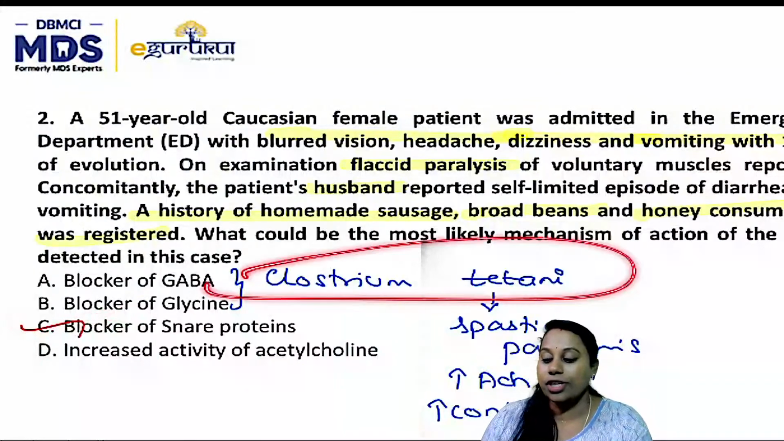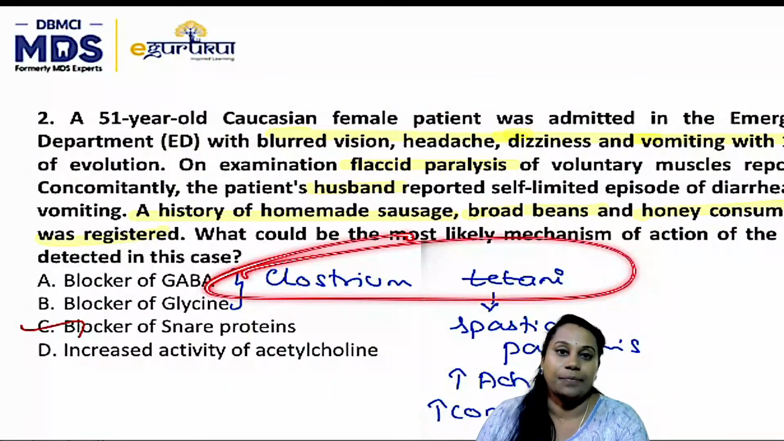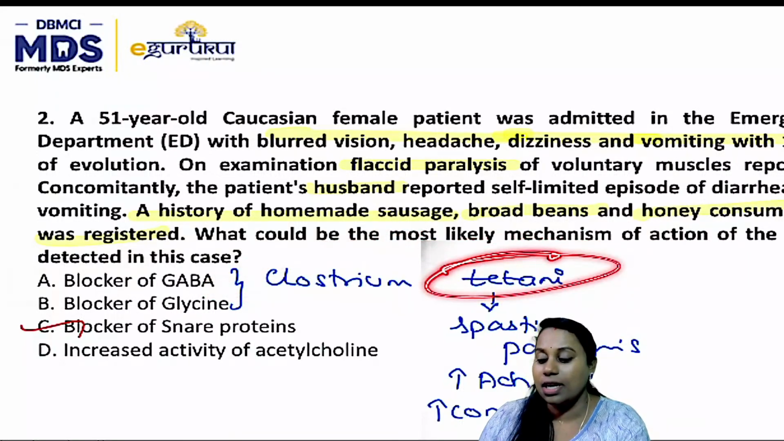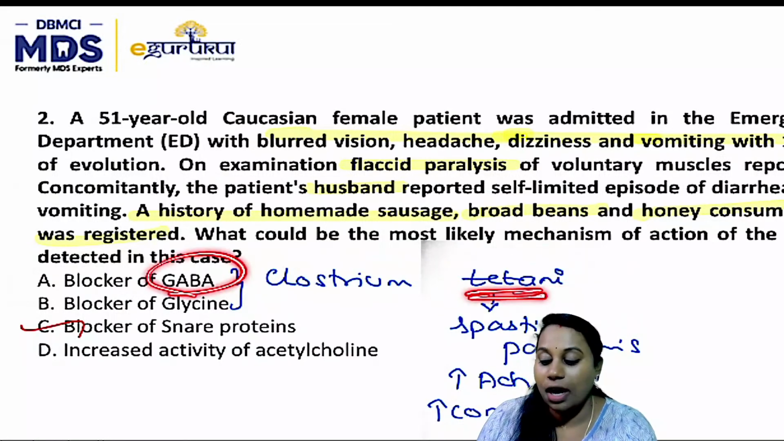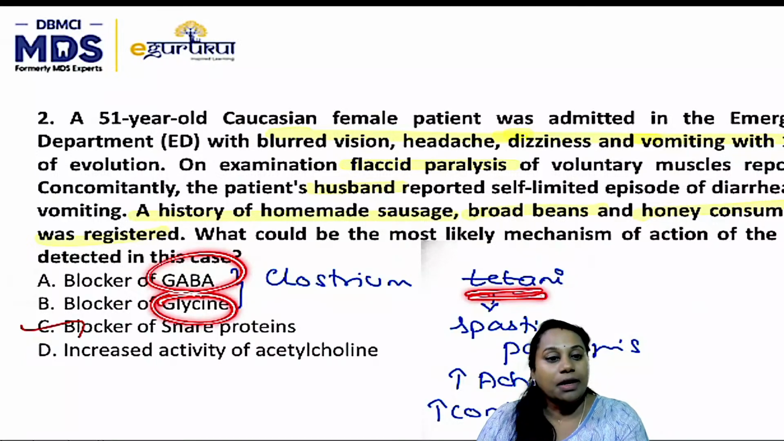There is another Clostridium called Clostridium tetani. This is exactly opposite of botulinum. Tetany causes spastic paralysis. What is spastic paralysis? Clostridium tetani is a blocker of GABA and glycine. GABA and glycine are inhibitory neurotransmitters.